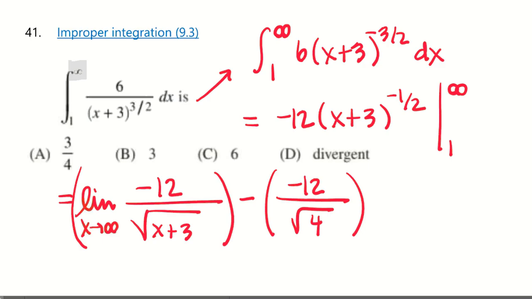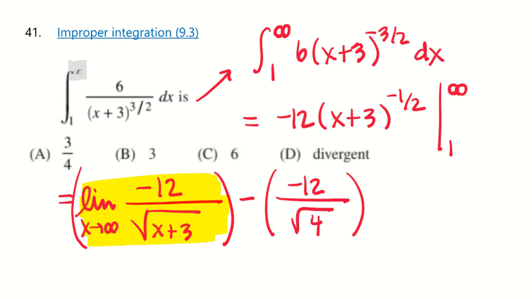Okay, so as x approaches infinity, this fraction that I'm highlighting in yellow here, or this limit, it's going to go to 0 because the numerator is going to stay the same, the denominator is just going to get bigger and bigger. So I've got 0 minus negative 6, because negative 12 divided by 2. And so 0 minus negative 6 is going to be positive 6.